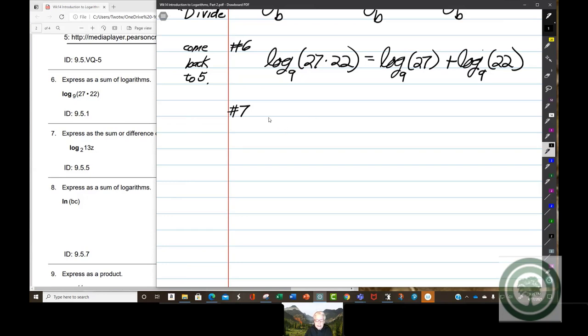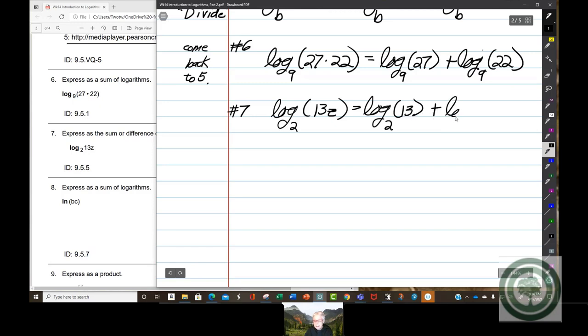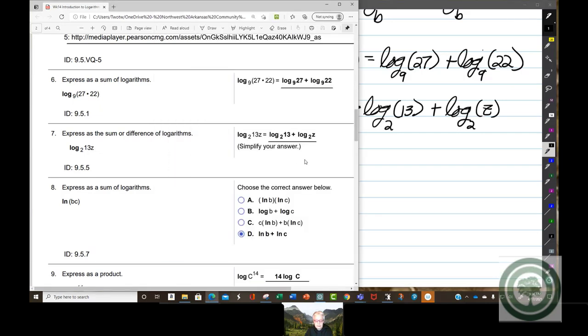Here we go, log base 2 of 13z. Well, that's 13 times z. So you're going to use the product rule again. Log base 2 of 13 plus log base 2 of z. Ta-da! Right there.